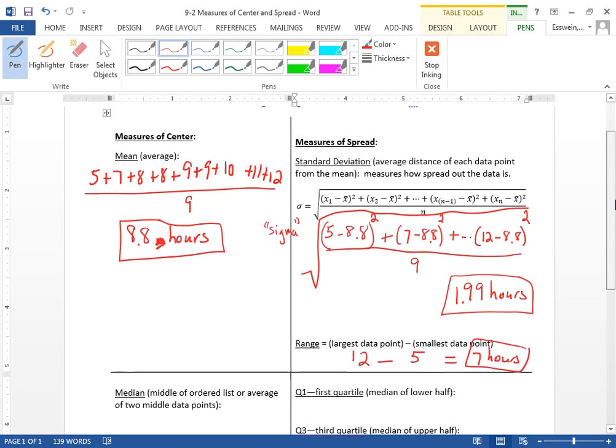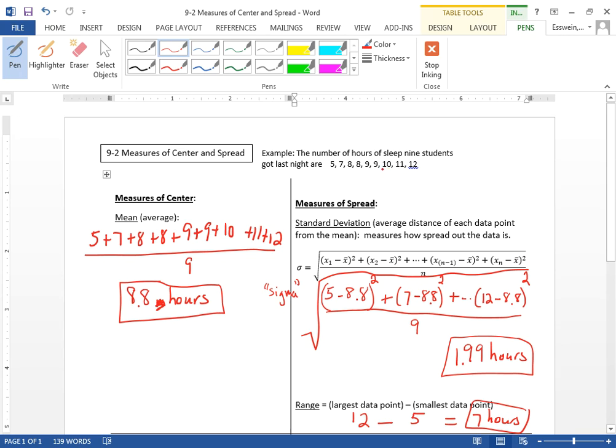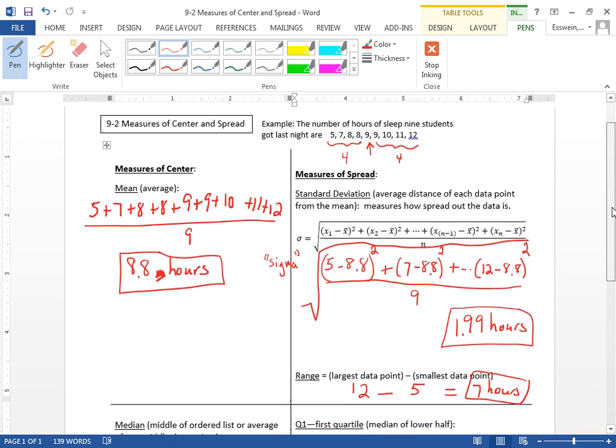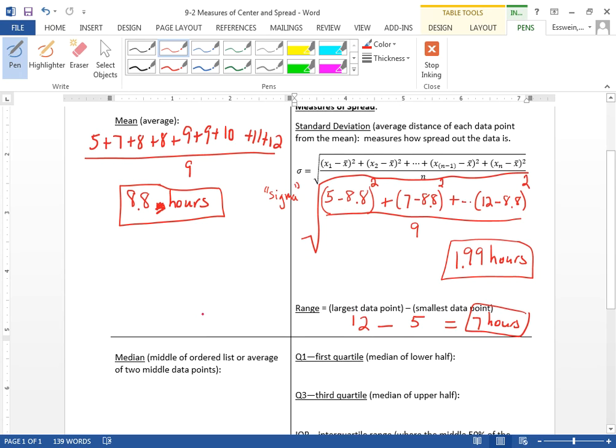So for the median, you need the list to be ordered, which this is, and then you just look for the middle number. So we've got about 4 numbers here and 4 numbers here. So the middle number is the 5th one, which is 9 hours. So this is the median. What would you do if there's 2 numbers in the middle? You take the average. Yeah, great. So the median of this is 9 hours. Okay, so that's the middle.